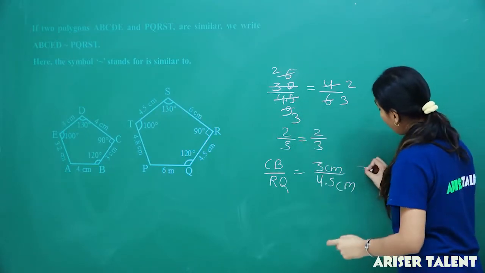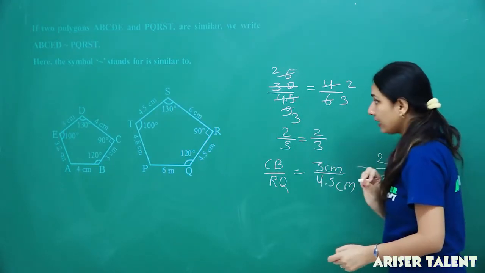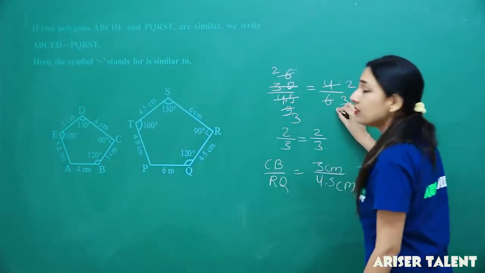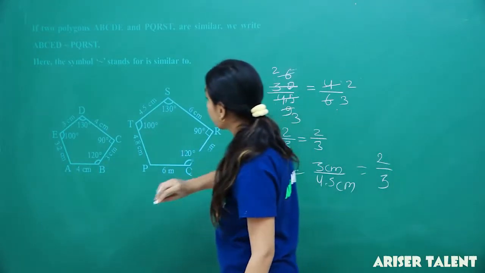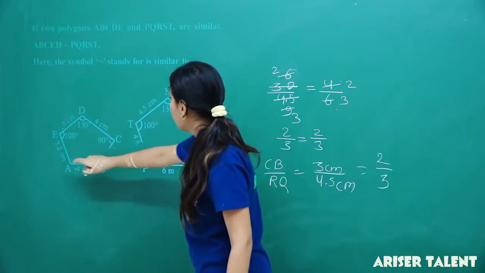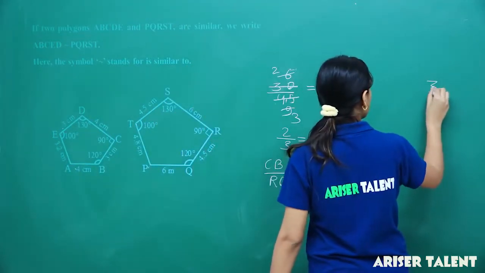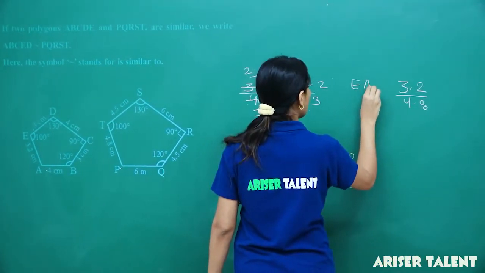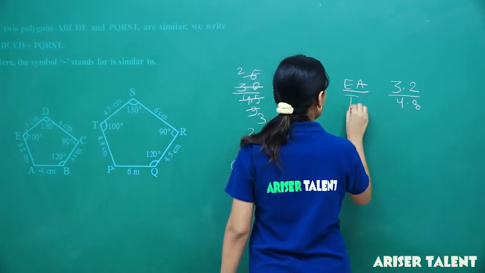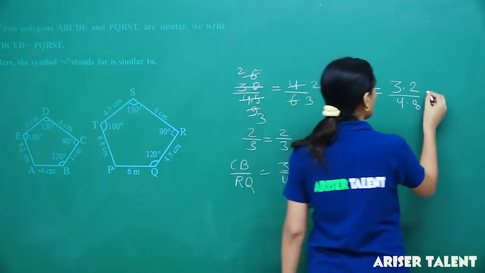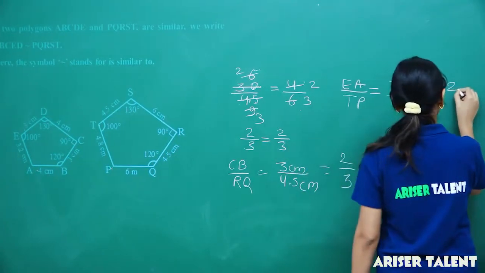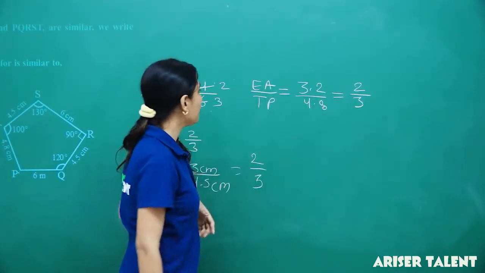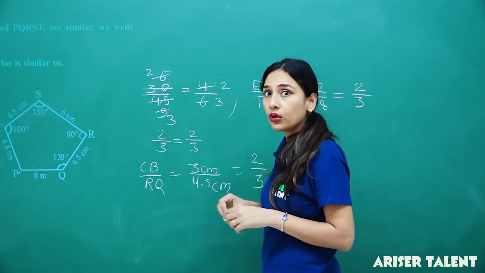So, this will be again 2 by 3, right? This is 4 and this is 6, again 4 by 6, again 2 by 3, okay. Now, this EA and TP, this is 3.2 and this is 4.8. Now, EA upon TP, we will calculate it. That will be cut out by 16. So, it will be 2, it will be 3, again 2 by 3, okay.